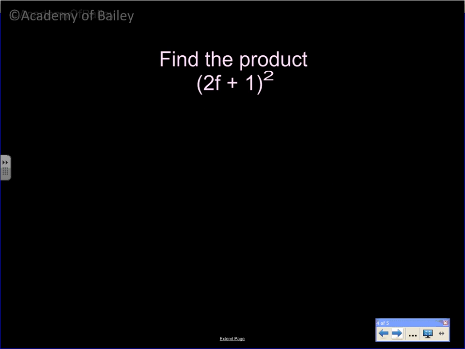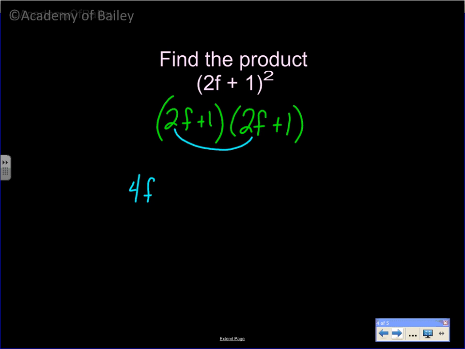So let's look here. So how do we rewrite this? 2f plus 1. So does everything inside the parentheses multiplied by itself. And you should know how to work these out. 2f times 2f is 4f squared. 2f times 1 is 2f.